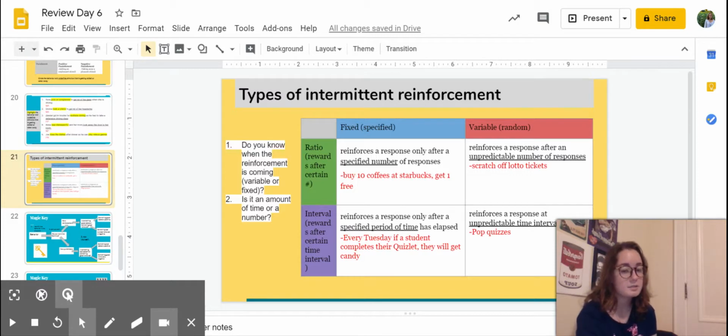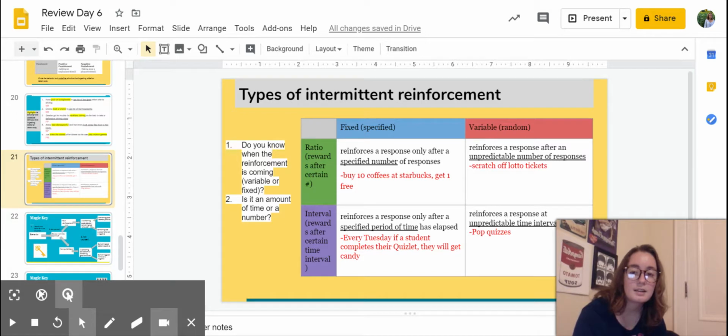I could do it on a Tuesday. I could do it on a Thursday. So you have to always be on your A game of putting your phone in the pocket or my check, right? You have to always be doing that because you don't know when I'm going to be putting that candy in there. So again, ask yourself first, when is it coming? And then is it an amount of time or a number?